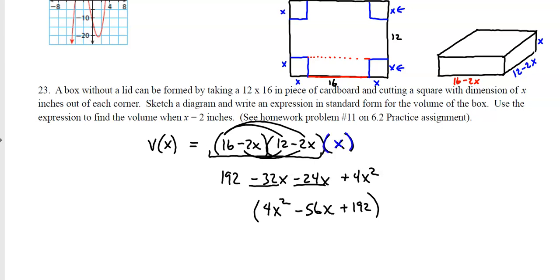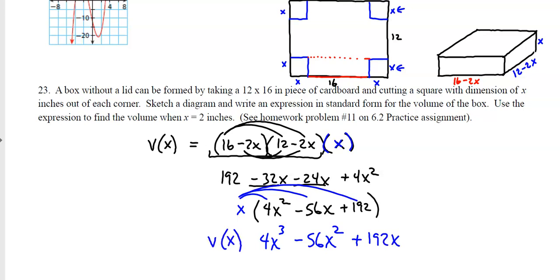So I could put it at the back, I could put it at the front. I'm going to put it at the front so it looks a little more traditional. And now we just multiply, and I'm going to get 4x cubed minus 56x squared plus 192x. So there's the volume written in terms of x.